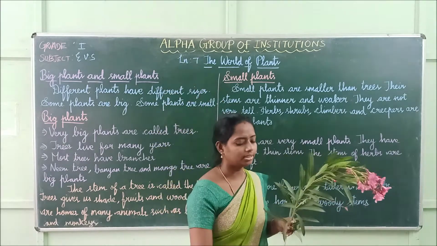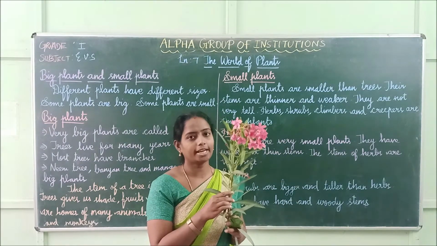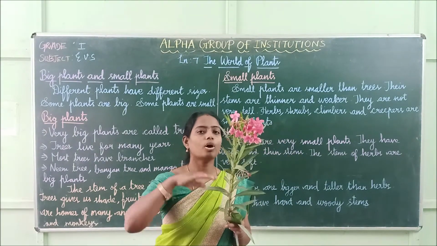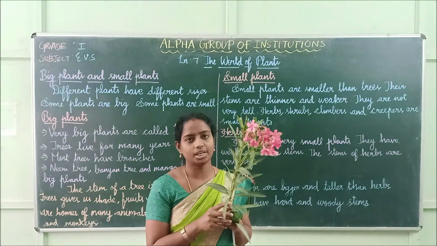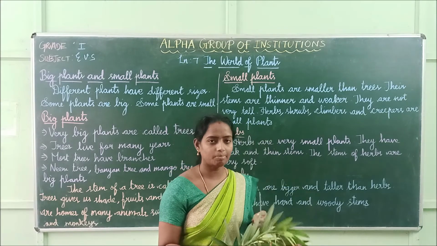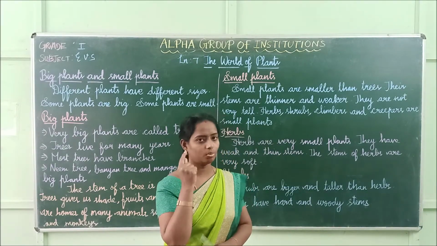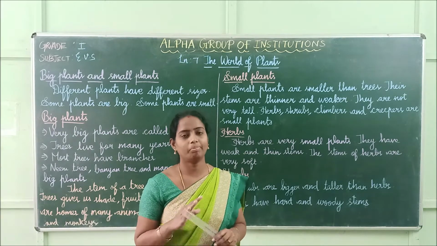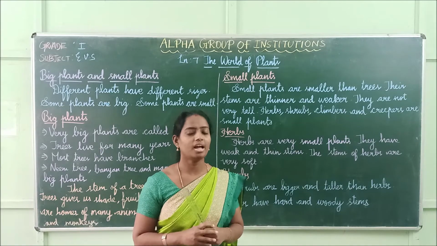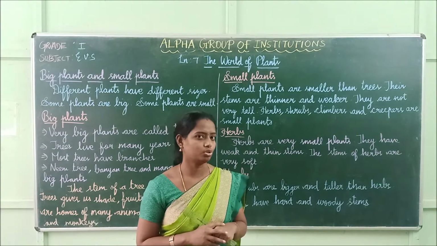Okay, children, and see, here is also one small plant I am showing. It also grows as a very big plant, so this is also a tree. This is an example of a tree that I am showing you here. I showed you only one branch. Are you clear about what is a tree? Very big plants are trees. It has many branches. It lives for many years also.